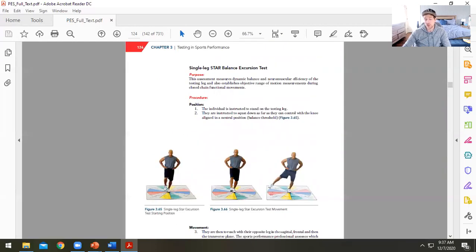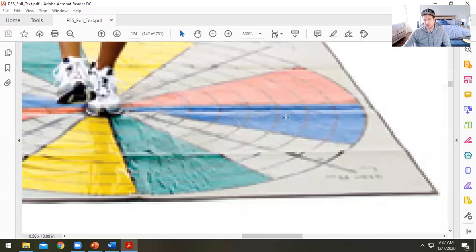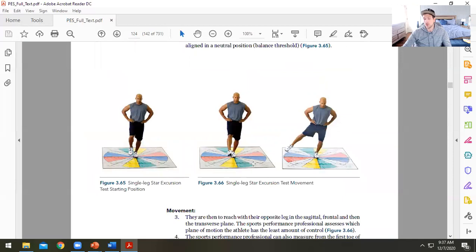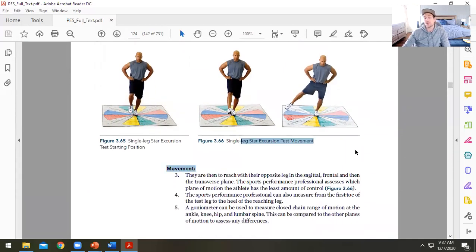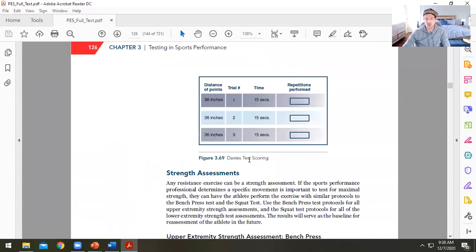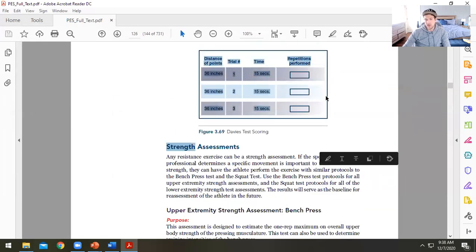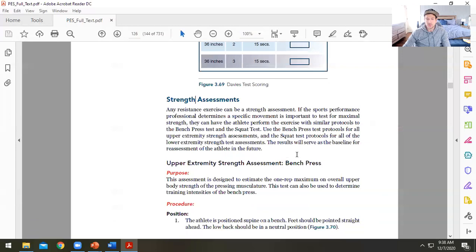This is the STAR excursion test. It's a balance assessment. What he's doing is reaching out as far away as he can. Notice how there's a bunch of little individual lines? I'll zoom in a little bit. The further he can reach away, the better balance he has. So that's kind of a fun one. This is very similar to the shark skill test in a lot of ways. I think this is easier than the shark. I think this is where you would start, and then you can move to the shark test. There's the Davies test. We know that one. How many touches can they get in trial 1, trial 2, and trial 3.